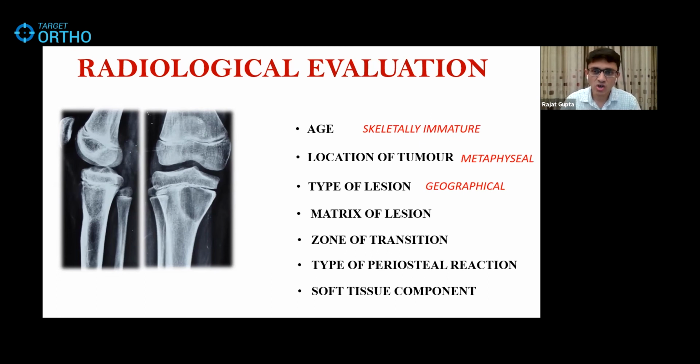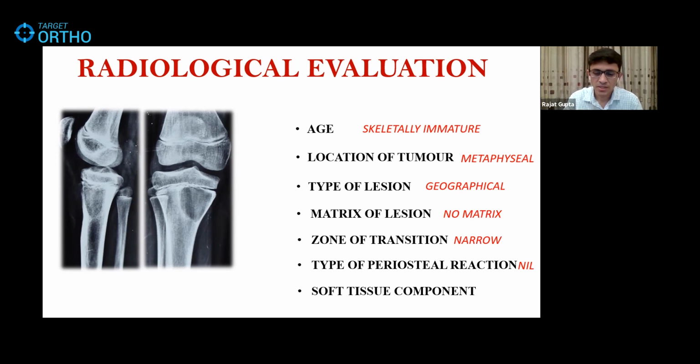When we say lesion, it's geographical, or you add typically a lytic geographical lesion, with no matrix calcification or ossification, with a narrow zone of transition, with no periosteal reaction, and with no soft tissue component and pathological fracture. Okay.